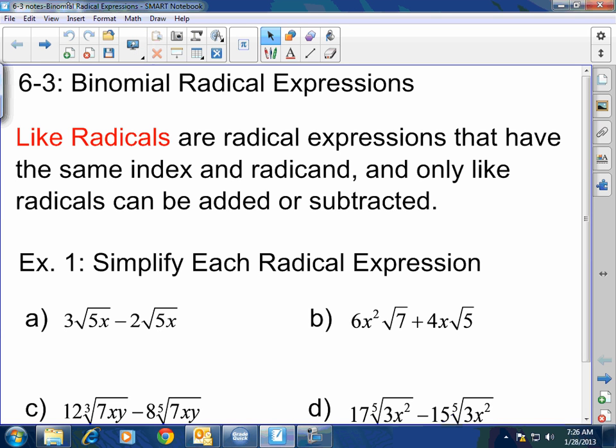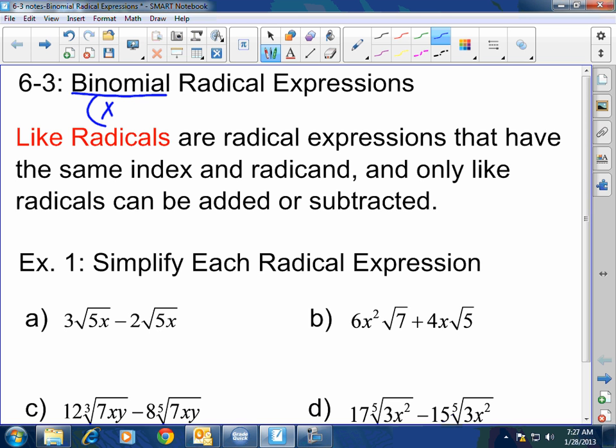All right. Today we're going to be learning about 6-3 binomial radical expressions. Remember what binomial means, first of all, when we were talking about our polynomials. A binomial is going to be two terms, okay? Two terms together, whether they're sums or differences, doesn't matter, but those are binomials, two individual terms being added or subtracted together.